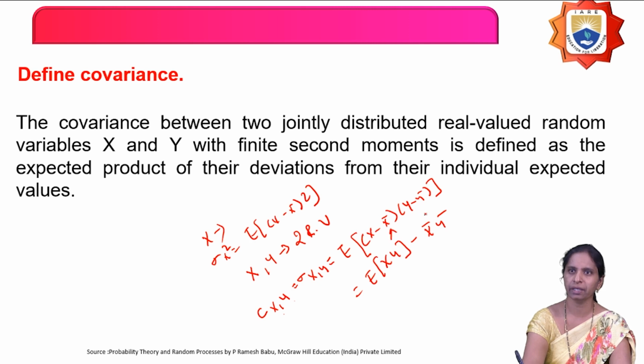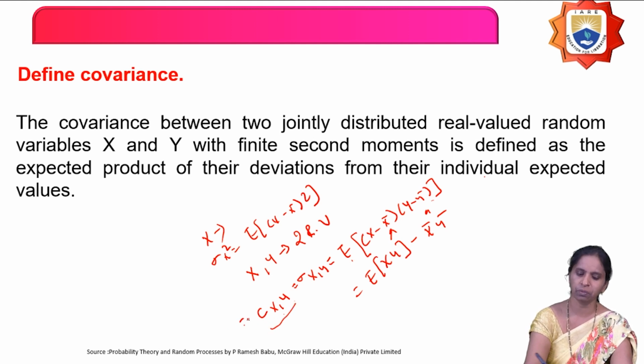How they are deviated from their individual expected values. This expectation is called the covariance. It is nothing but the second order central moment, where m equals 1 and n equals 1, which is called the covariance of two random variables. So it is nothing but the second order joint central moment with m equals 1 and n equals 1. It is the expectation of the deviations from the individual expected values.